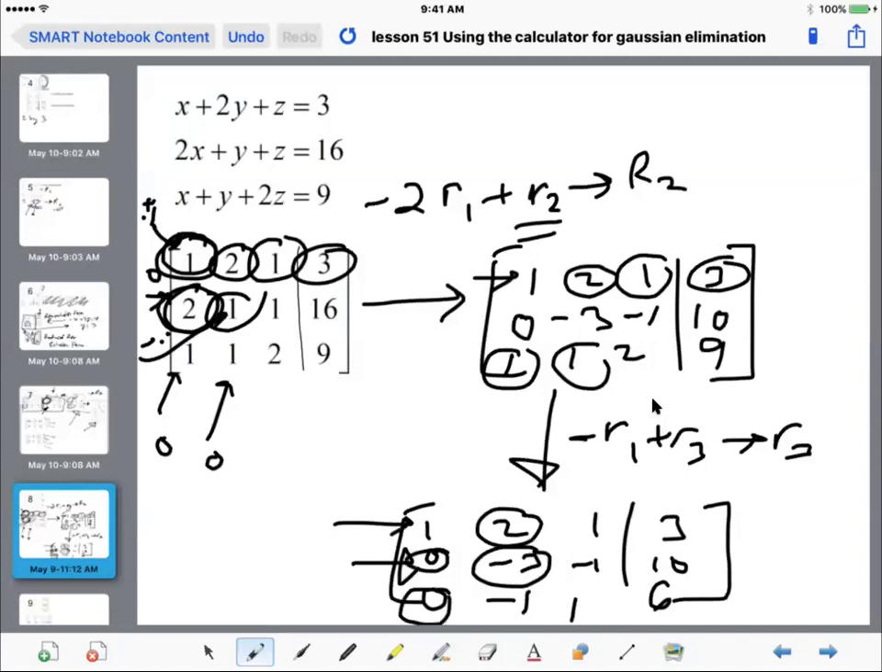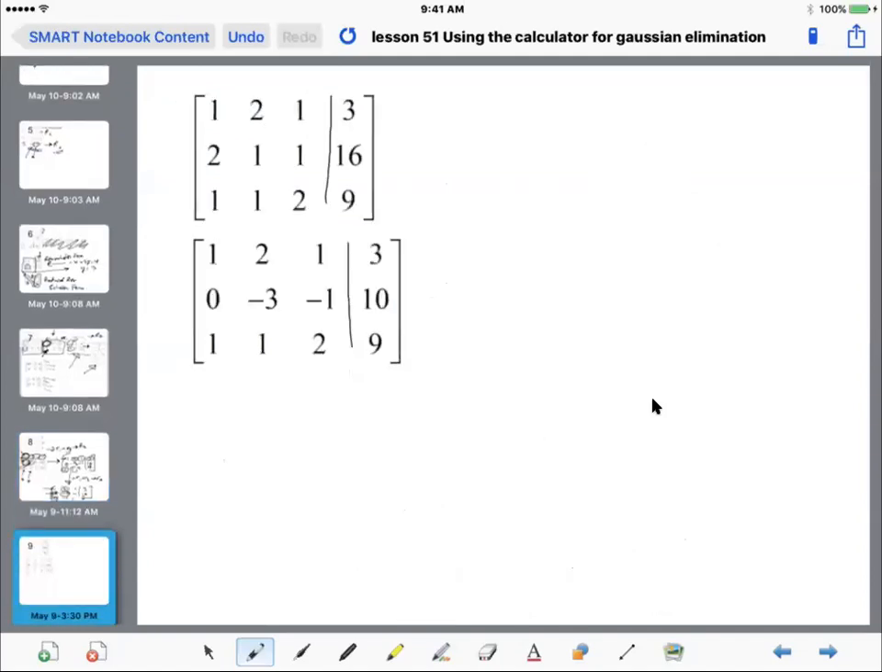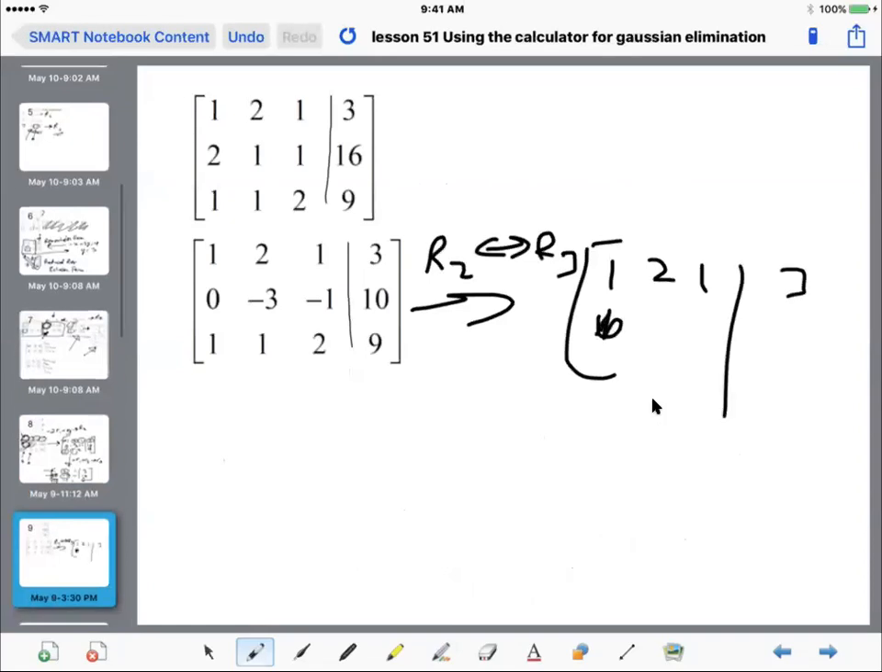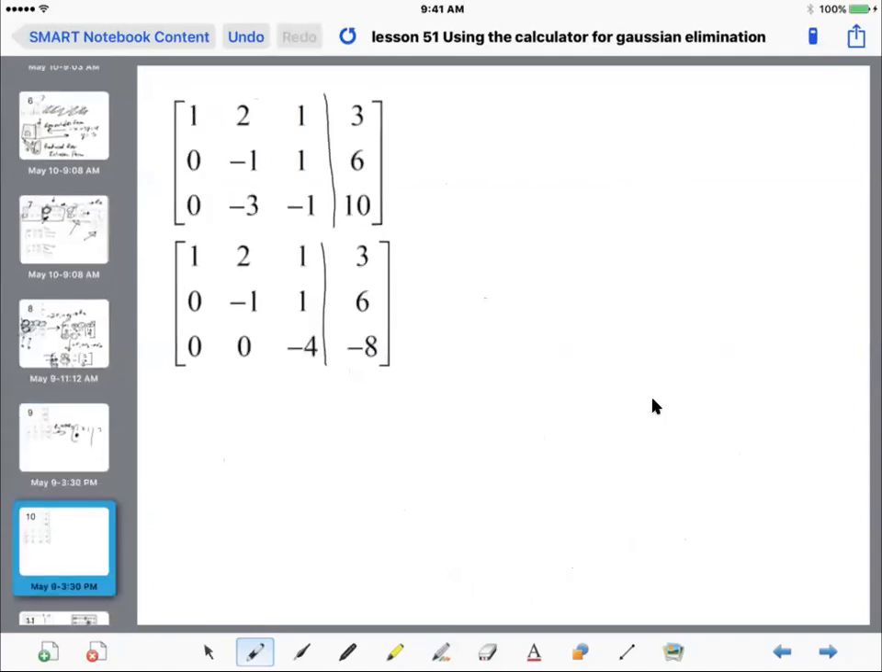So our next step was to swap R2 with row 3. Oops. That's what we have. And then finally, well, I have it written already, but what row operation did I use to go from here to here? You could type it in.